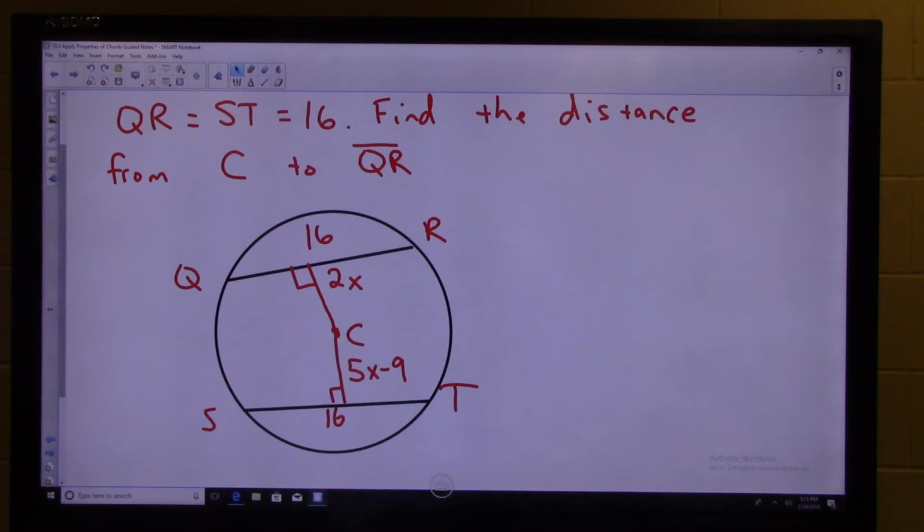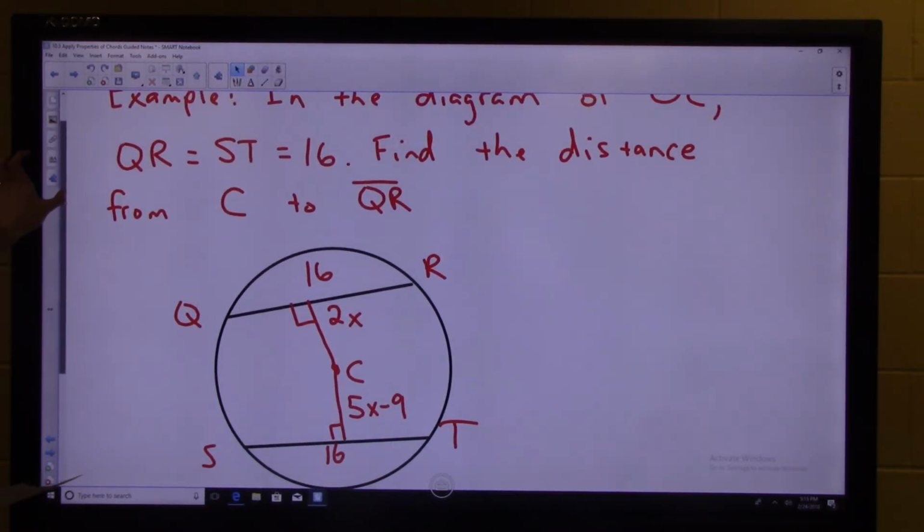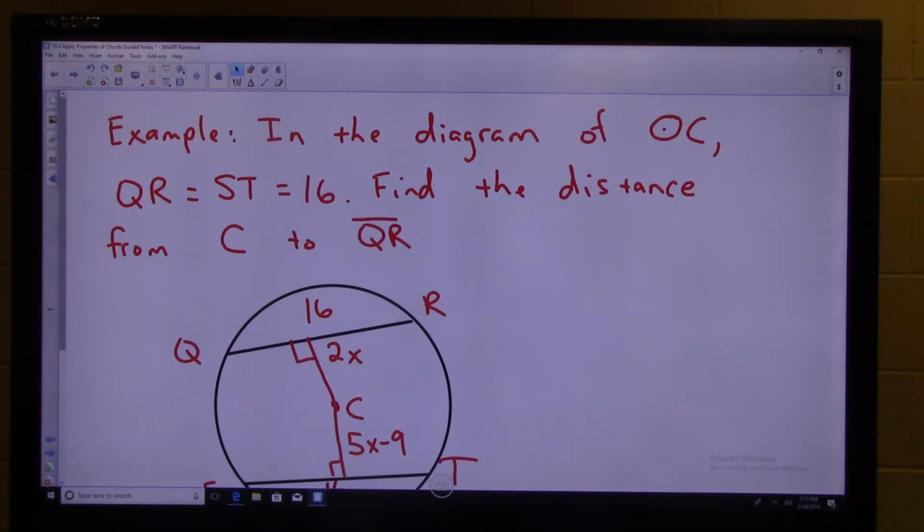It says, in the diagram of circle C, here, let me go back up just to read it here. In the diagram of circle C, QR is equal to ST, which is equal to 16. So they're equal to each other and they're both equal to 16. Find the distance from C to QR.